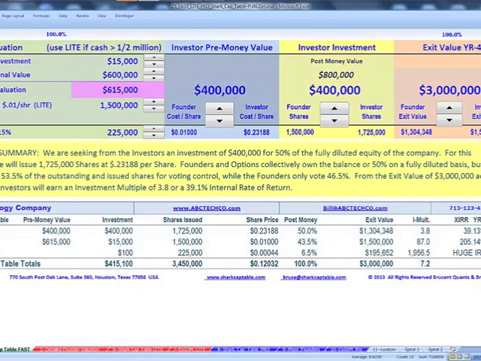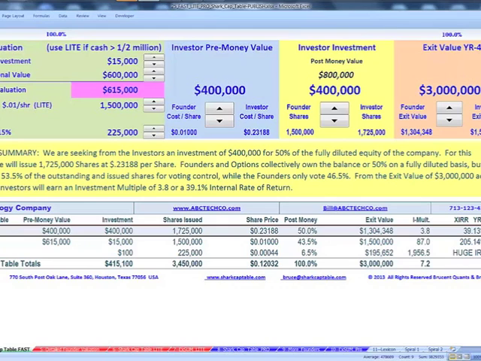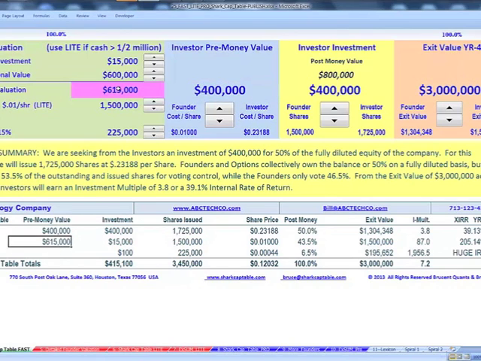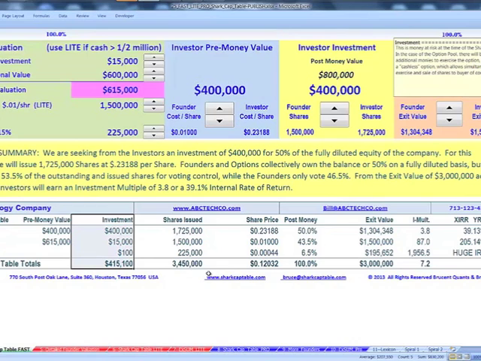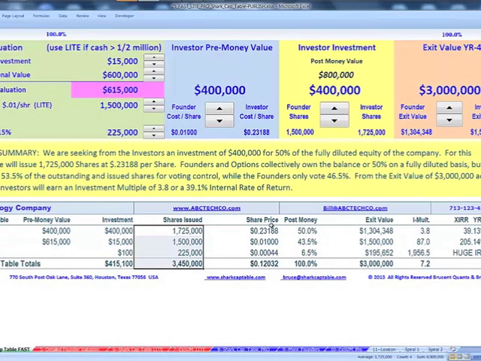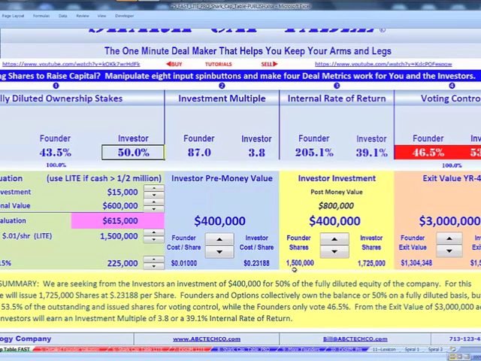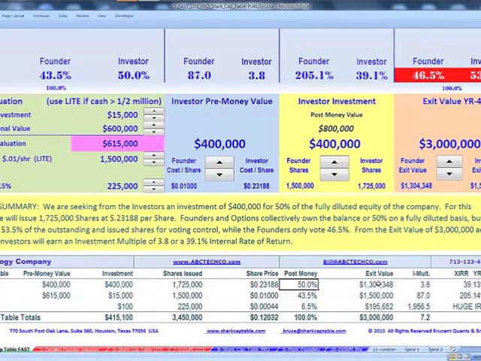Okay, so now let's take a look at our capitalization table, which is right here. Remember, all the numbers up here came down here. We have just 3 shareholder or equity stakeholders, and we've got the investor, and he's got the $400,000 pre-money value against our $615. Here's the investment for the 3 different groups, the shares that were issued, the price per share, the post-money ownership, and you can see that the post-money ownership there is the same as we've got it right there.